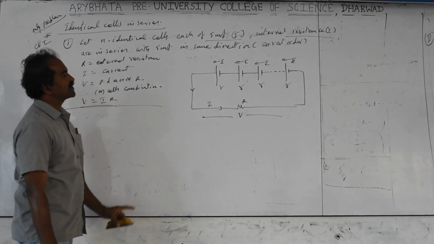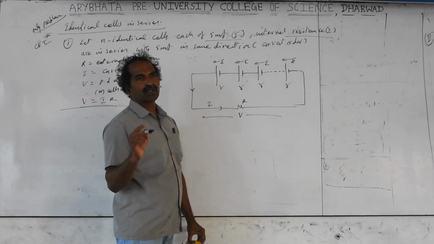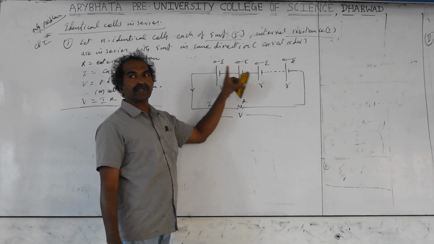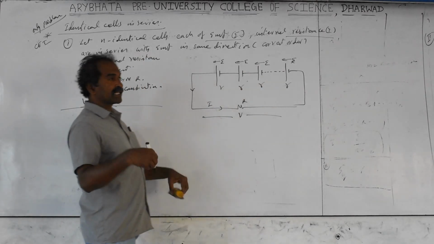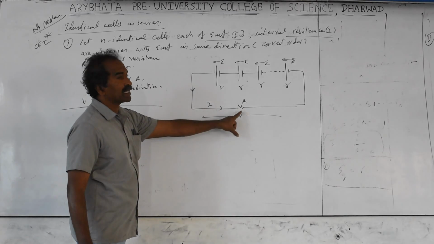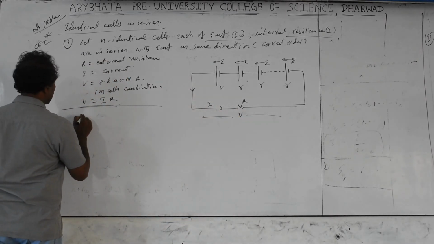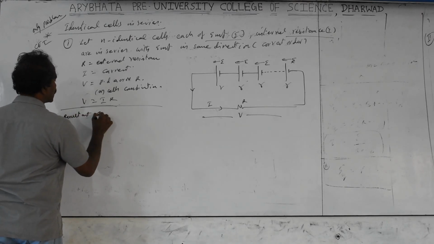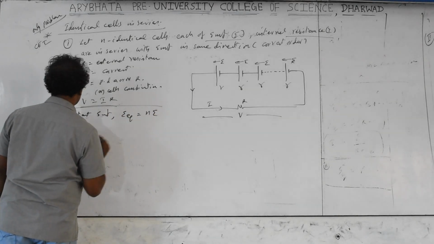So total EMF in the same direction is just addition only. So E plus E plus E. Two E's means 2E. N E's means nE. So equivalent EMF becomes equal to nE. Total internal resistance becomes equal to nr. And overall resistance becomes equal to n r plus capital R. The resultant EMF is E equivalent equal to n into E.